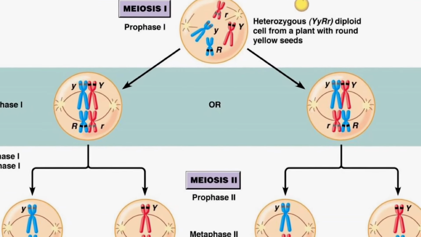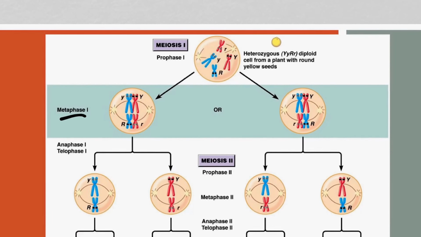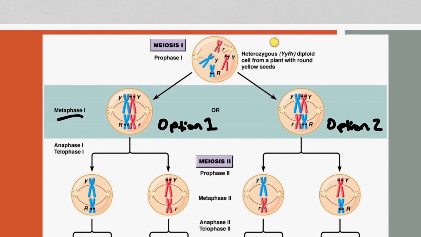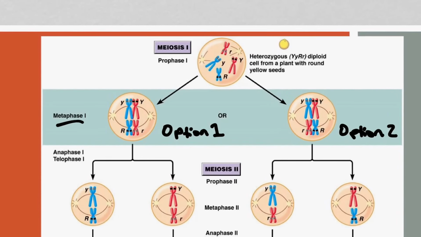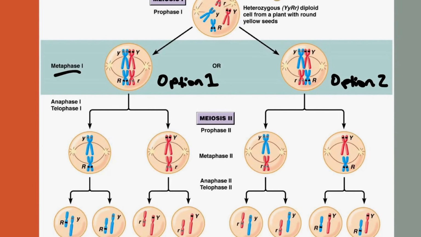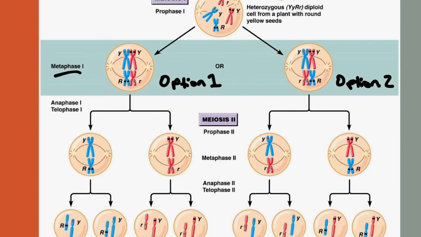And then what you see here is metaphase 1. They're just showing two different options here. So based on independent assortment, you can have different arrangements of the chromosome pairs during metaphase 1. So here's one possibility. Here is another possibility. So don't let that confuse you. It's still just regular metaphase 1. They're just showing how these different ways of aligning at the equator during metaphase 1 can lead to the generation of different gametes.